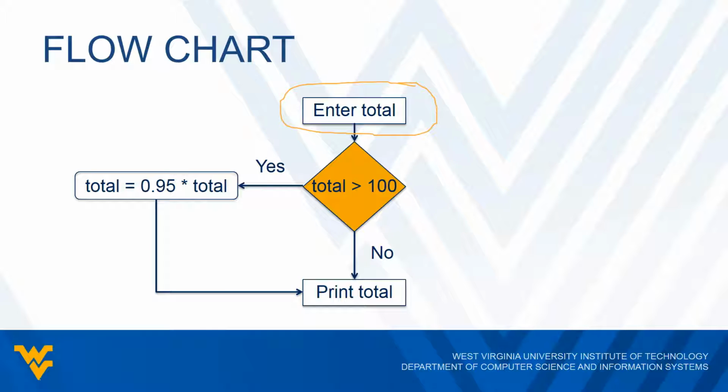Now let's backtrack a little bit. If our total is not greater than 100, so if the answer to this question is no, well, we should just skip the yes part and just go down to the no section, and we just print the total as is.